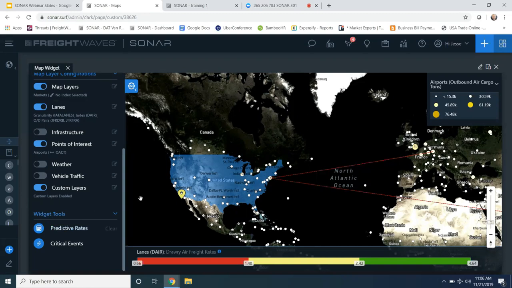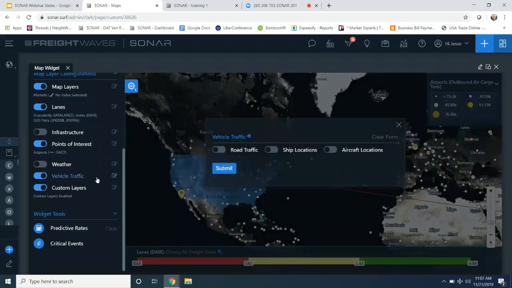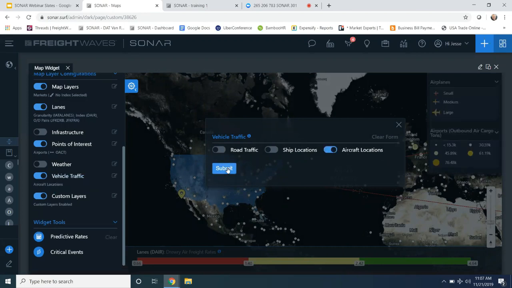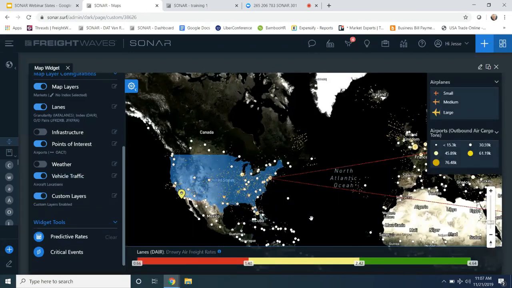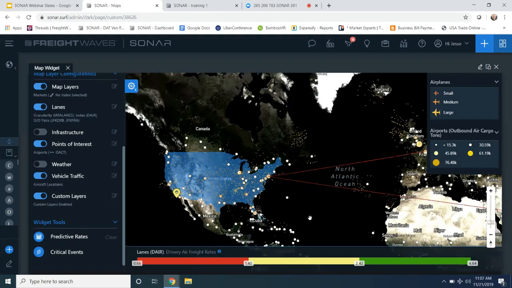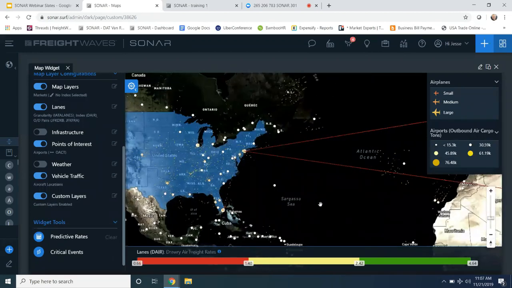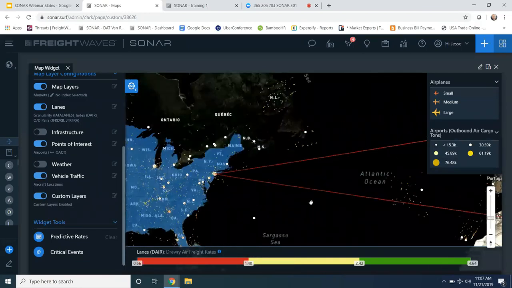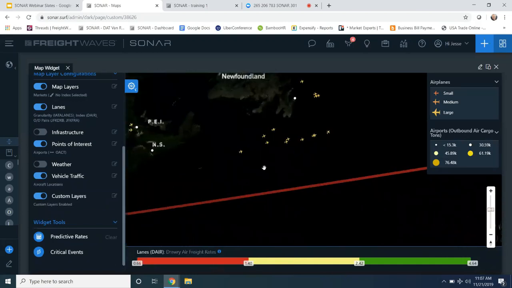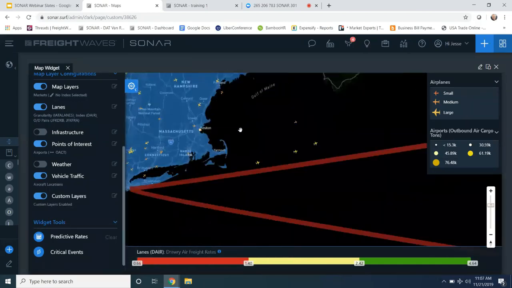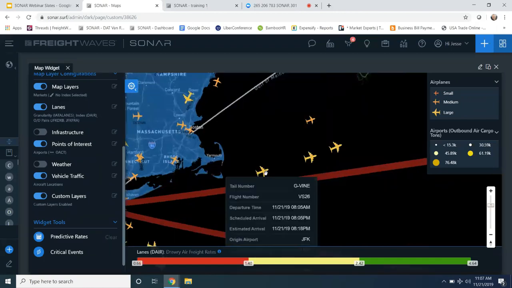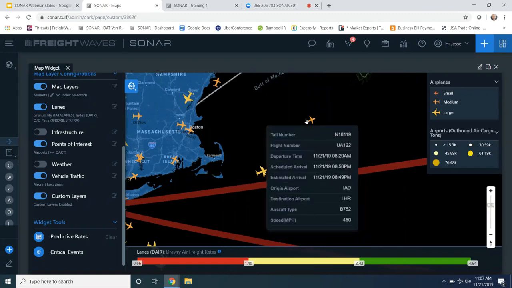The last area that I'd like to show in terms of our maps is vehicle traffic. And this gives us the ability to map aircraft locations and submit that. And now we have basically a huge number of dots across the globe in various shades of yellow and orange and various sizes of aircraft that we can essentially drill down on and get aircraft information by hovering over the aircraft. I'm going to try to find one where I can get the entire information hover into the screen here.